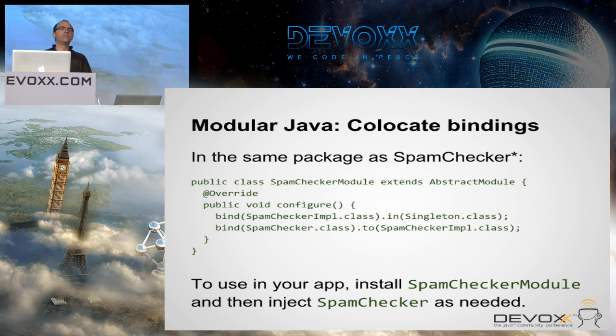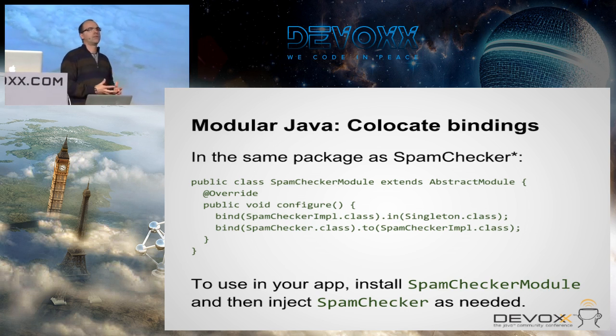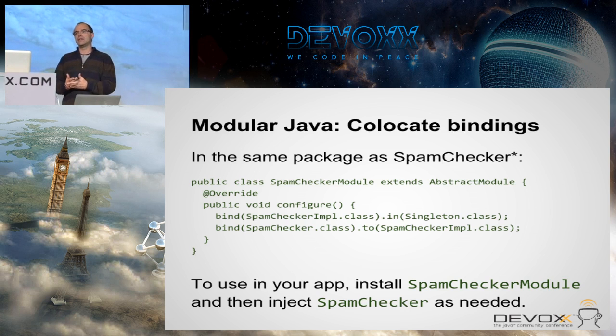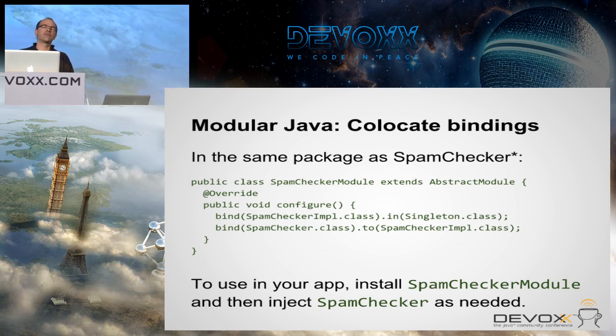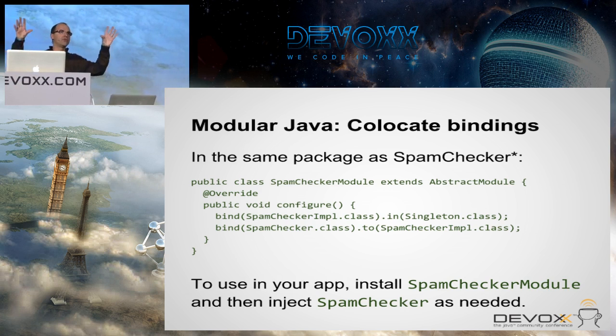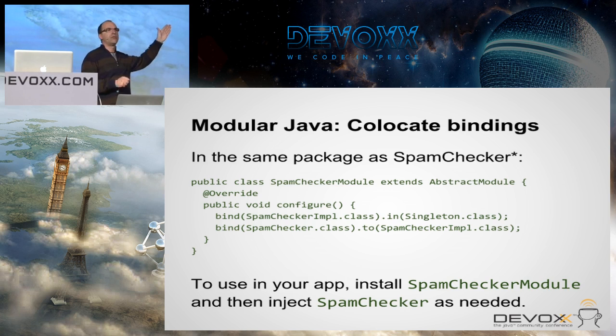Now, how do you do the binding? How do you build your module out of this? You collocate the bindings with the implementation, right? So you have a public class. It has to be public because it's going to be called by other modules or to create the injector. You create it within the same package as your implementation, and that's the one that will bind the interfaces to the implementation, eventually using binding annotations and whatnot.